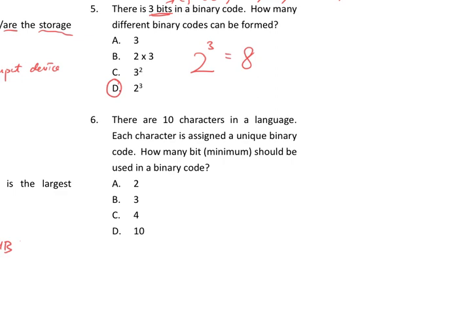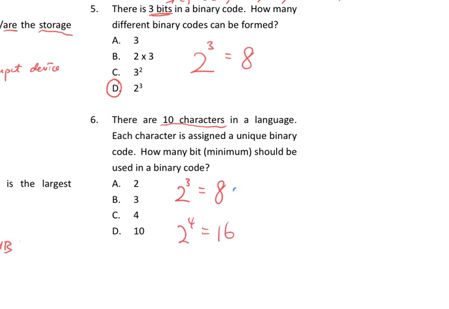Now let's go to question 6. It is the reverse question of question 5 because now you have 10 characters, and you want to assign a unique binary code to all of them. So how many bits should we use? We still use the formula of 2 to the power of something. But we know that 2 to the power 3 is 8, and 2 to the power 4 is 16.